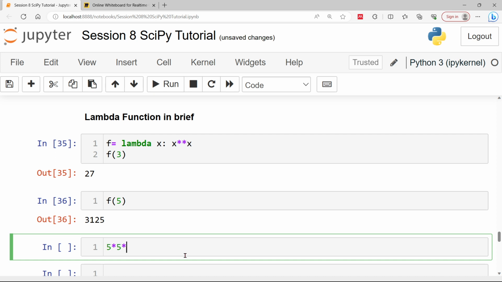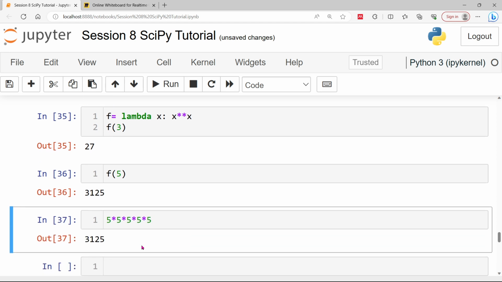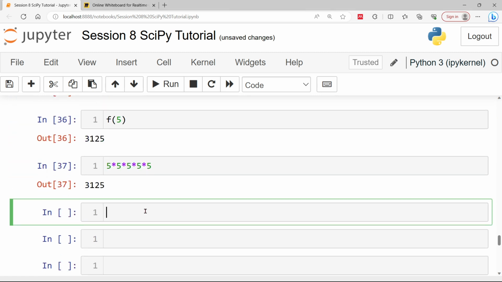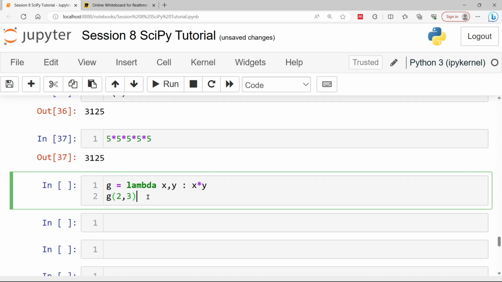here we have 5 asterisk 5 asterisk 5 and asterisk 5. So 5 times 5 multiplication will be 3125, which is true for the self power function, right? Or you can create a lambda function using this multiplication of two numbers.